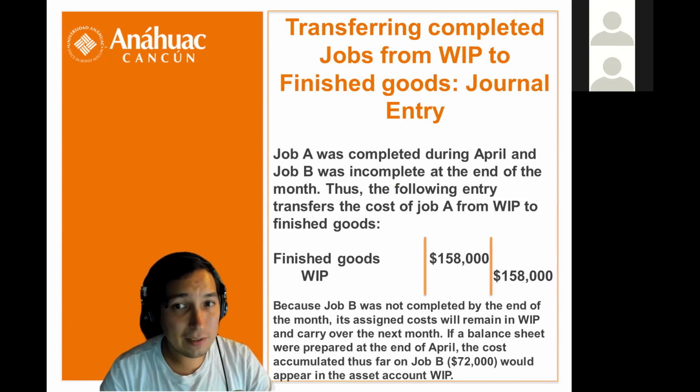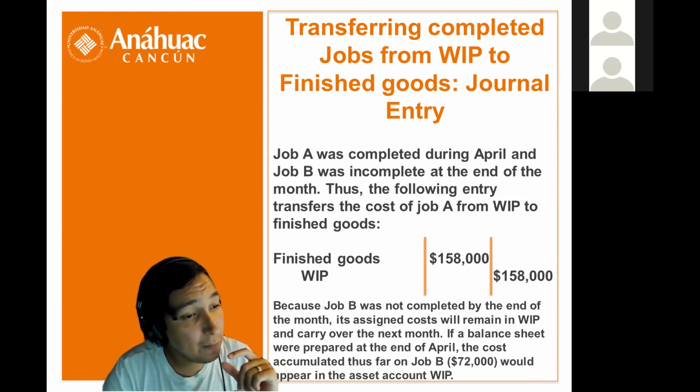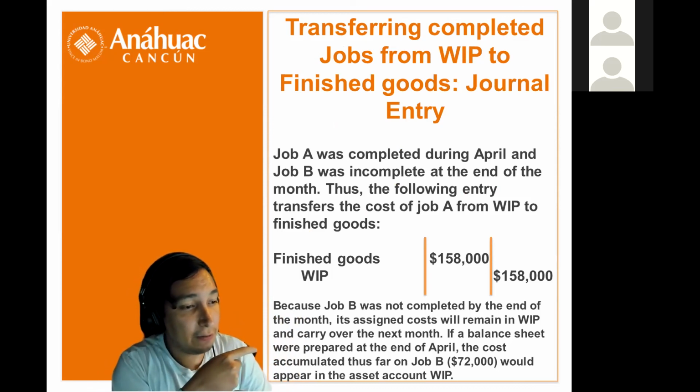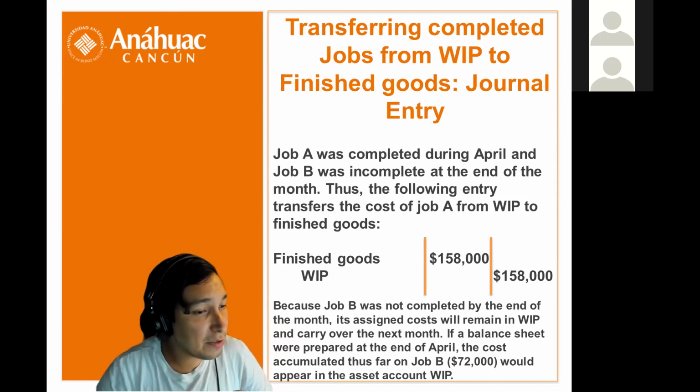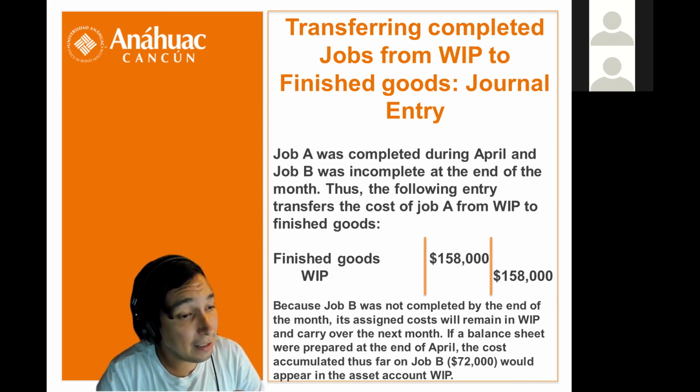So job A was completed during April and job B was incomplete at the end of the month. Thus, the following entry transfers the cost of job A from WIP to finished goods. The final record. Because job B was not completed by the end of the month, its assigned cost will remain in WIP and carry over to the next month. If a balance sheet were prepared at the end of April, the cost accumulated thus far on job B, 72,000, would appear in the asset account WIP. WIP is an asset account in the inventory part.